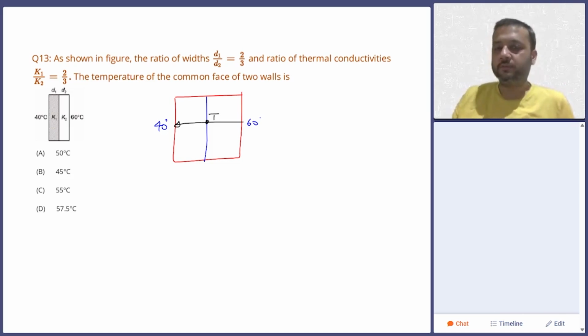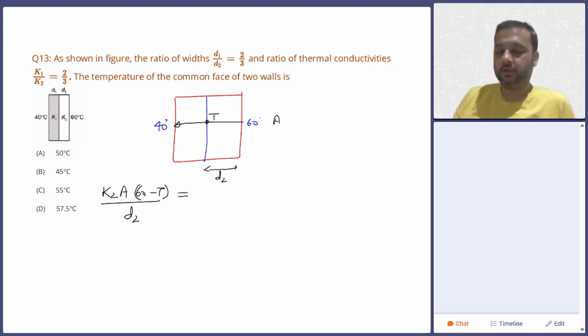So the heat that is going from 60 to T can be written as K2 into area of cross section, which is A, into temperature difference, which is 60 minus T, higher minus lower temperature, upon D2. This is the heat that goes from 60 to T. It will also be the heat that goes from T to 40. So the heat that goes from T to 40 is K1 into area of cross section, which will be the same, upon D1, into T minus 40.